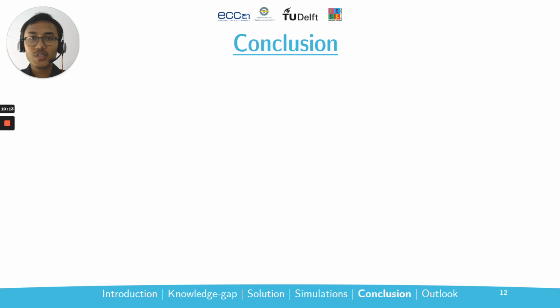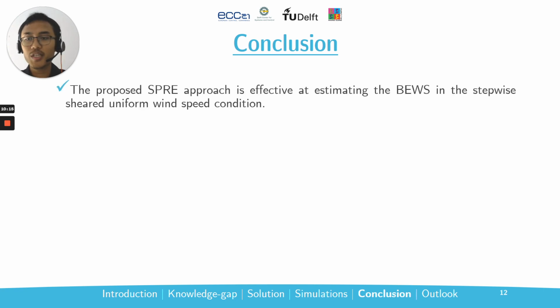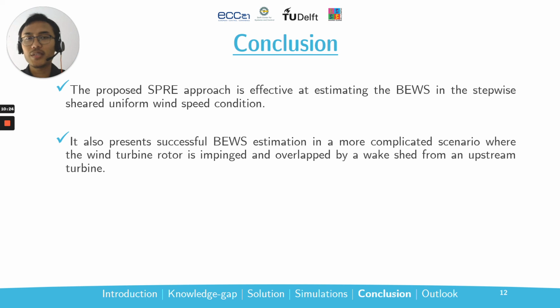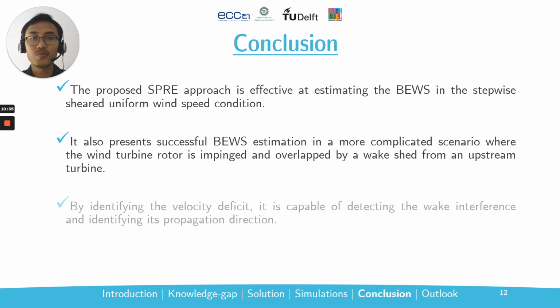So we're now at the conclusion of this work, and we have shown that the SPRE is effective at estimating the blade effective wind speed in the stepwise sheared uniform wind condition, and also it presents a successful estimation in a more complicated scenario where the wind turbine rotor is impinged and overlapped by a wake shed from an upstream turbine. And by identifying the velocity deficit, it is capable of detecting the wake interference and identifying its propagation direction.